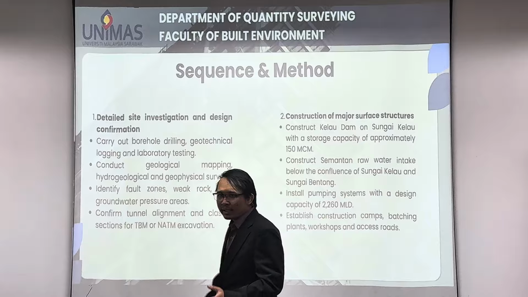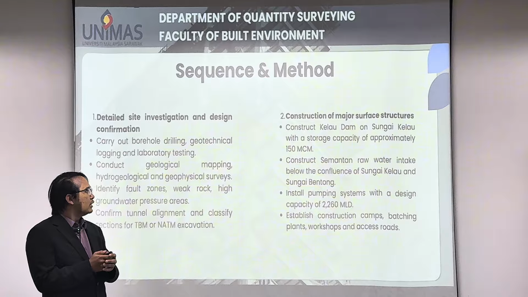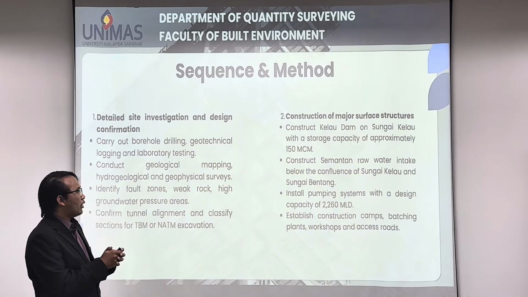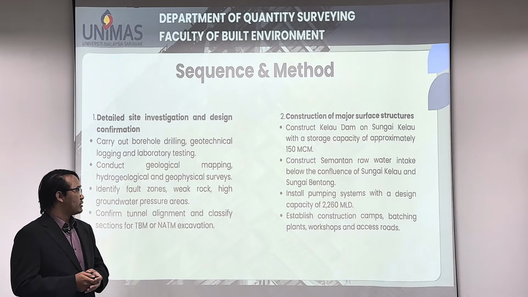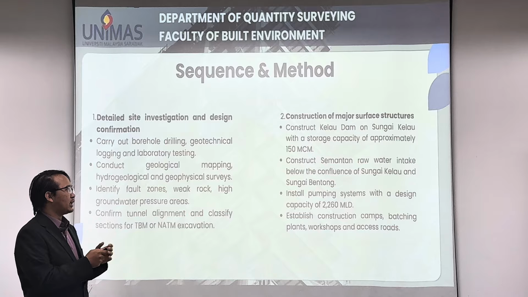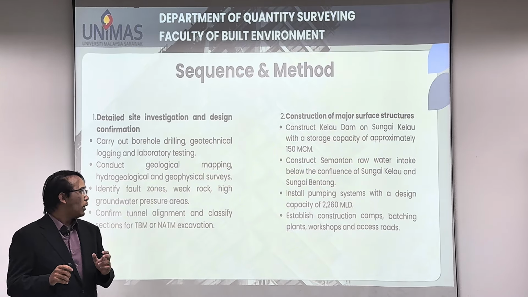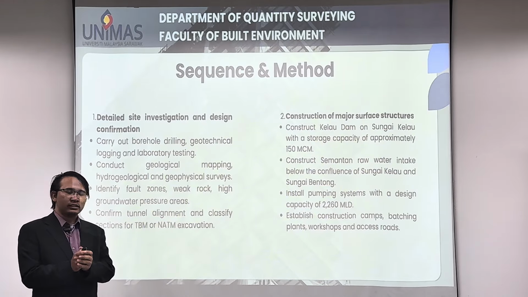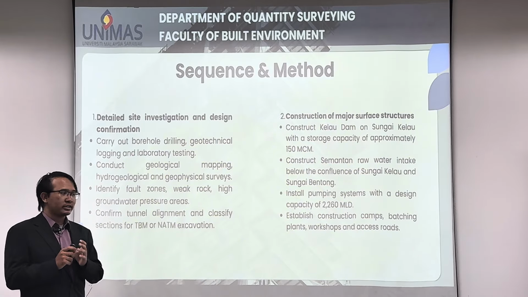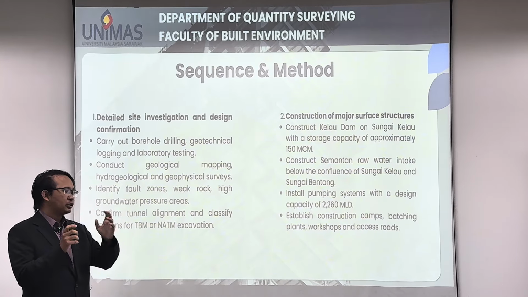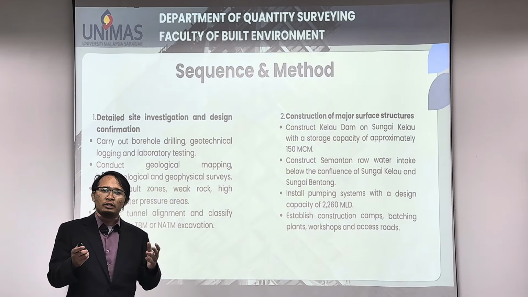The next sequence is the construction of major surface structures. The construction will be conducted at the dam on the Sungai Kelau with a storage capacity of approximately 150 MCM. Next is to construct the Semantan raw water intake below the confluence of Sungai Kelau and Sungai Bentong. Next is to install the piping system with a design capacity of 2,260 MLD. Next is to establish the construction camp, batching plant, and workshop, with the access road to the construction site.